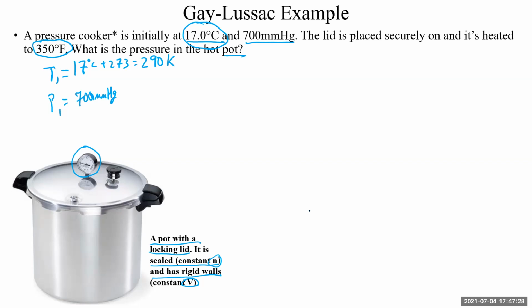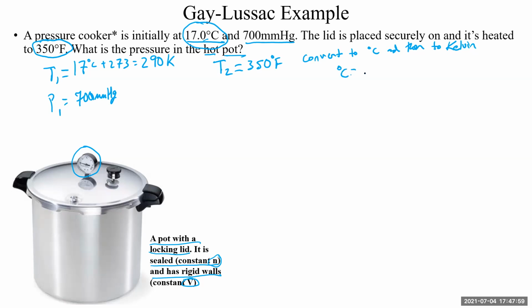So what is the final pressure in the hot pot? So not when it's cool, but when it's hot, heated up. It's heated to 350 degrees Fahrenheit. Now, of course, we're not going to use Fahrenheit. Who uses Fahrenheit in science? Nobody. So let's convert it to Celsius, and then to kelvins. So we have to take it one step at a time. I personally don't like to try and do it all at once.